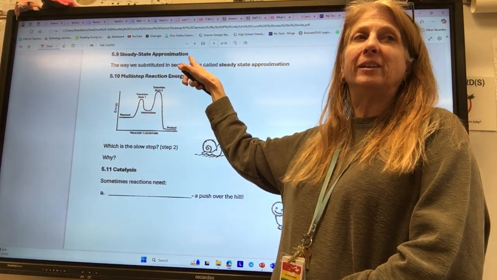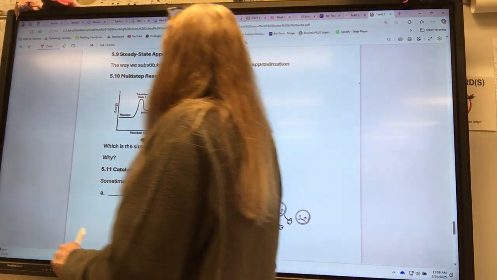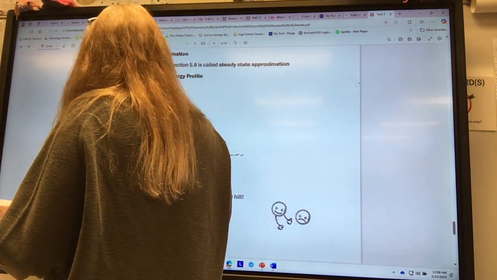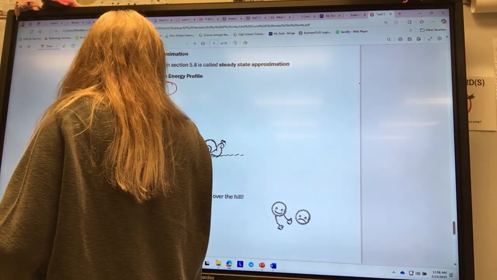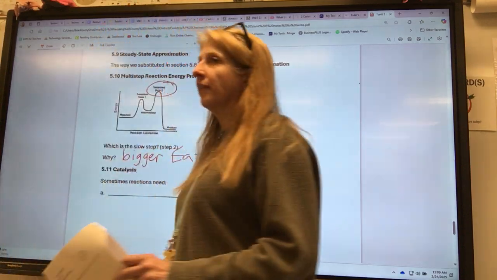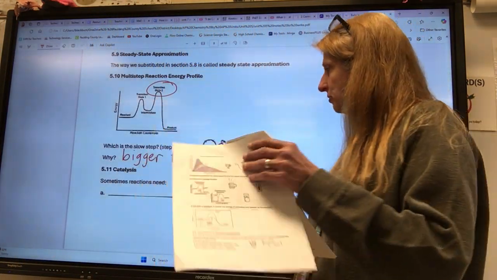Now on the AP test, you can't say it's got a bigger mountain. So the answer is, which one? That one. And the reason why that we're going to say on the AP test is that it has a bigger energy of activation. Oh, doesn't that sound better than a bigger mountain to climb over, right? It's got a bigger energy of activation.